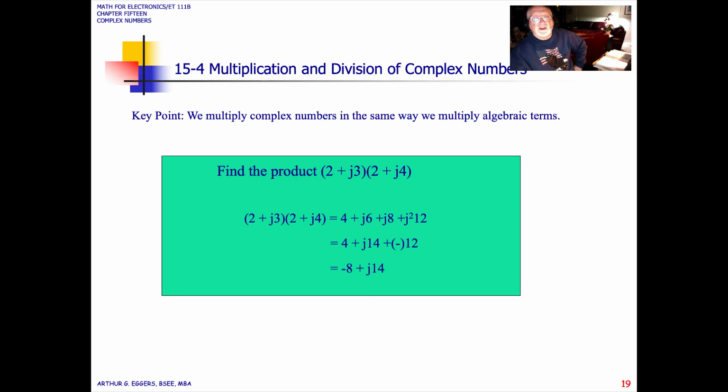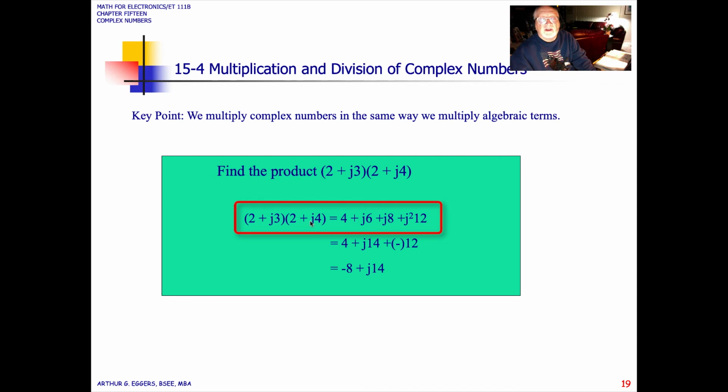For multiplication, almost like addition, we multiply the complex numbers in the same way. And we treat it just like we did before when we did some of our equations in factoring. So 2 times 2 gives us 4. 3 times 2 gives us 6. 2 times 4 gives us 8. 3 times 4 gives us 12.